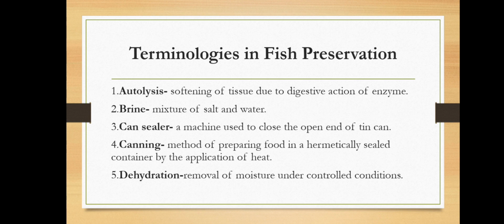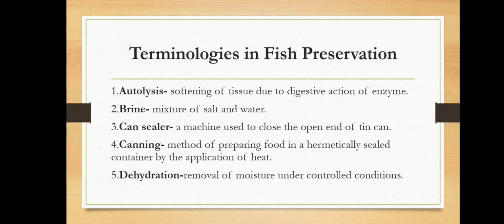Fourth is canning. Canning is a method of preparing food, including fish, in a hermetically sealed container. The process involves placing the food in the can or jar, sealing it tightly, and then applying heat to destroy microorganisms that could spoil the food. Canning is an effective way to preserve fish for an extended period.